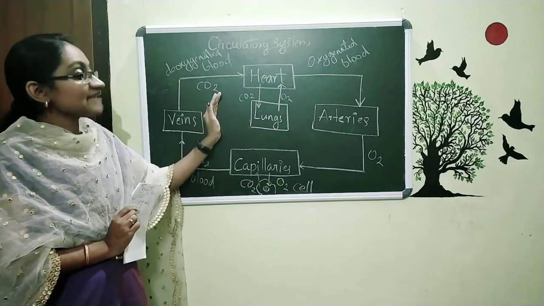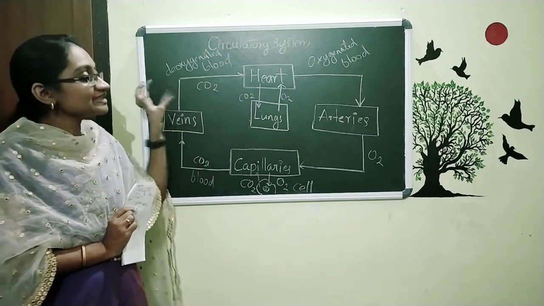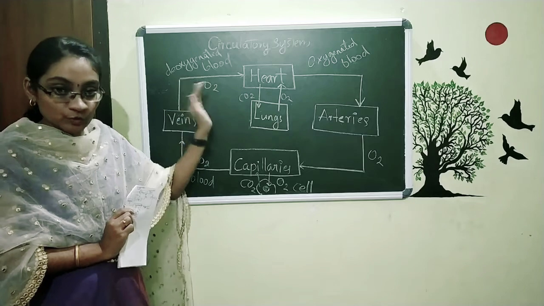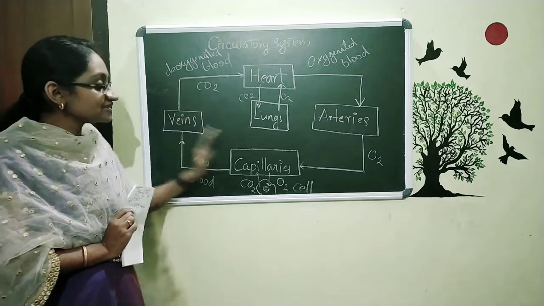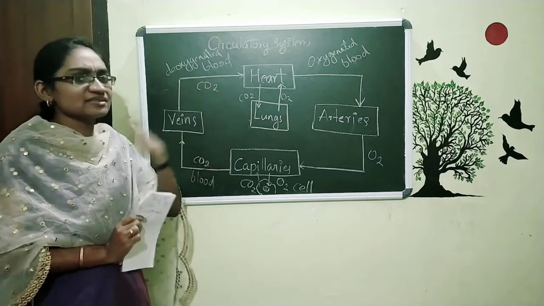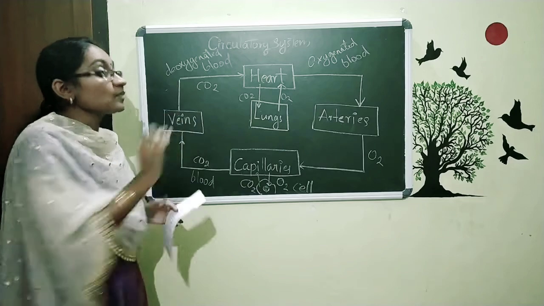This diagram is what we call a flow chart or cycle. So this is the cycle of the circulatory system in our human body. You should study this and the steps that take place in our body according to the circulatory system. So this is all about this chapter.